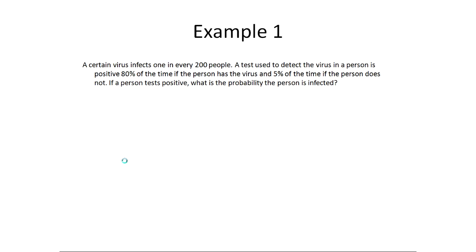So the question is, you test positive for this. Somebody tests positive for the virus. What's the probability they actually have the virus? Some people would automatically jump and say 80%. But remember, that's a conditional probability. It's saying if the person has the virus, the probability of testing positive is 80%. We're actually asking the reverse. So this is what I mean by backwards.